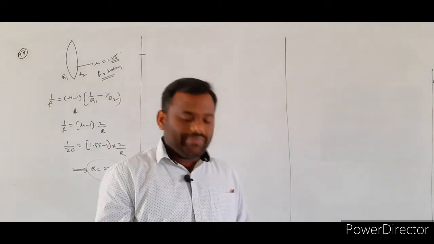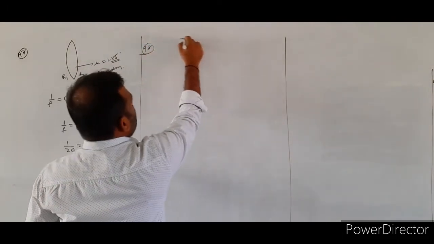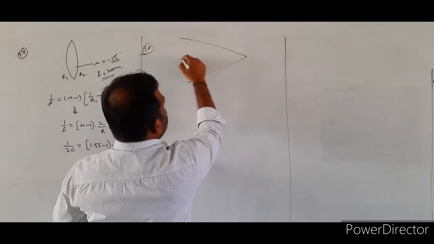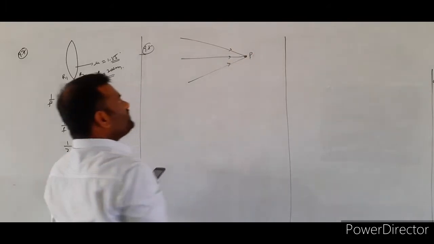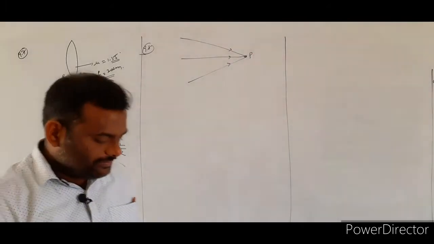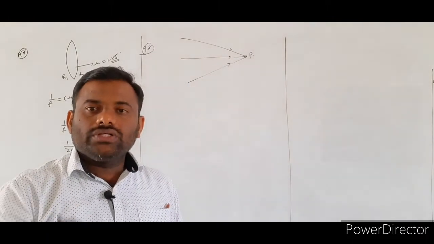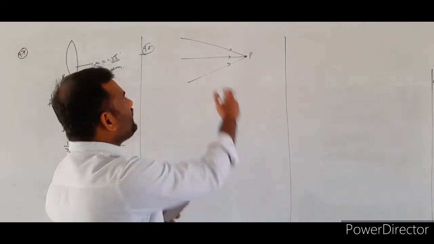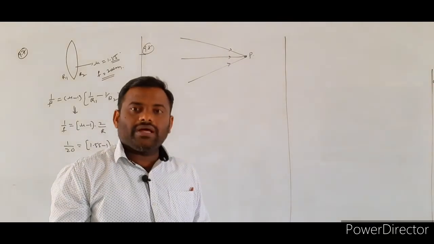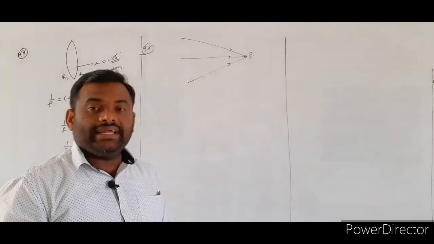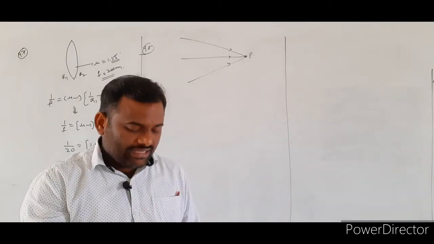So which type of beam they consider here? Convergent beam. 9.8. So convergent beam means like this. So they consider one convergent beam, that a convergent beam will be converging to a point P. Now, a lens is placed in the path of the convergent beam. So we consider a lens, that a lens will be placed in the path of the convergent beam, 12 centimeter from the point P. Where we have to place the lens? We have to place the lens in front of the point P at a distance of 12 centimeter.